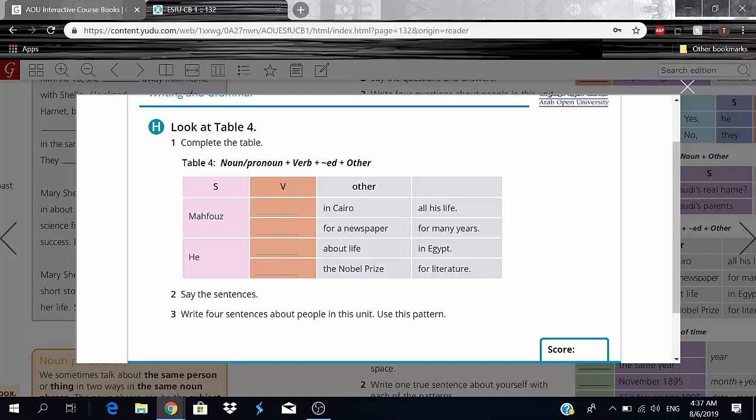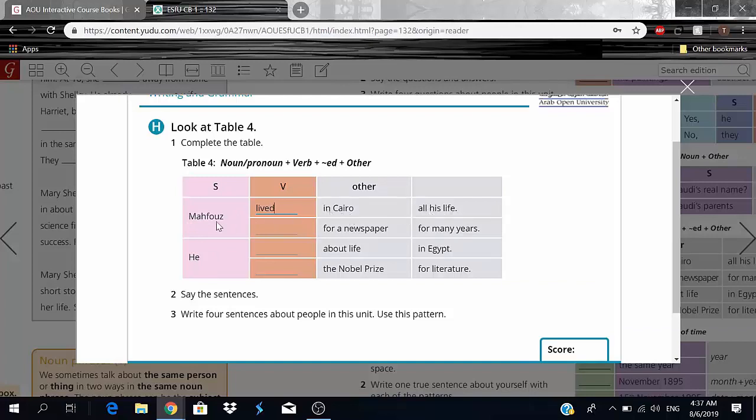Mahfouz dash in Cairo all his life. I'm guessing he probably wants us to say that he lived in Cairo all his life. So this is the verb in present. Okay, live. Since we already have an e, we'll just add a d there, and look at that. Mahfouz lived, past tense, in Cairo all his life.